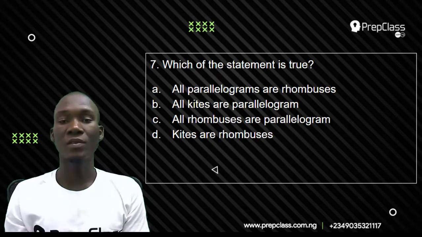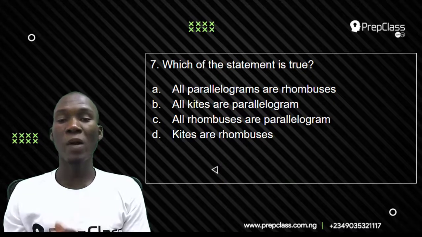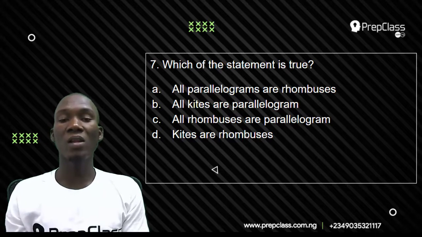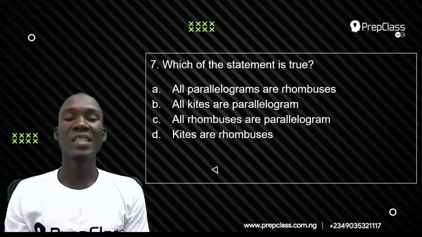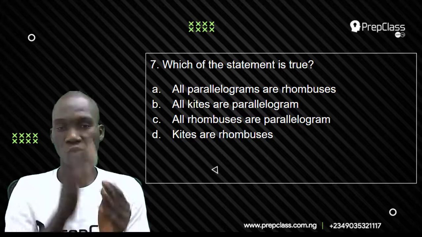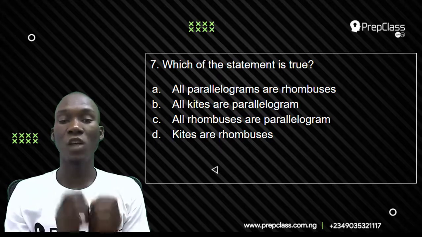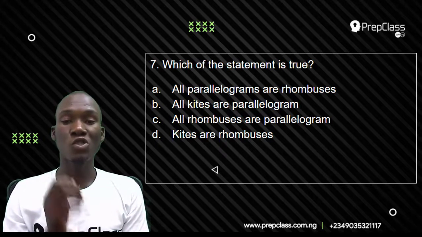Question number 7. Which of the statements is true? A. All parallelograms are rhombuses. B. All kites are parallelograms. C. All rhombuses are parallelograms. D. Kites are rhombuses. To be able to answer this question, all we need to do is to analyze each of the options to see the one that is true.